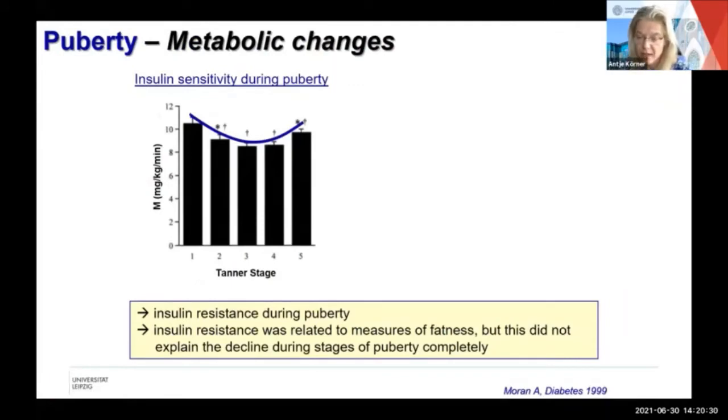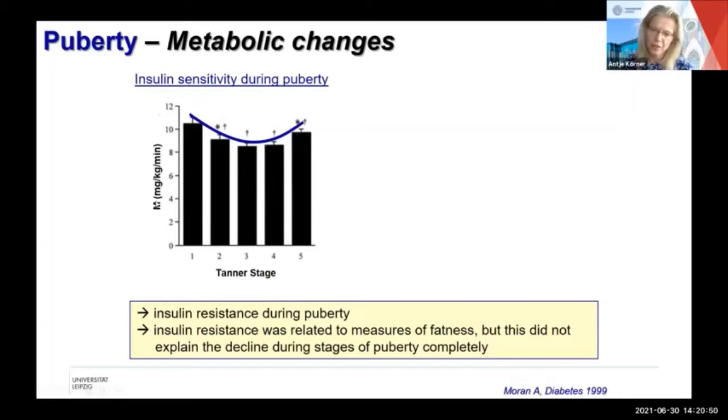Just a short side note, of course, what we need to consider in children is that they develop, and during development there are phases where there are metabolic changes, particularly in puberty, which is a phase in development where physiological insulin resistance occurs.